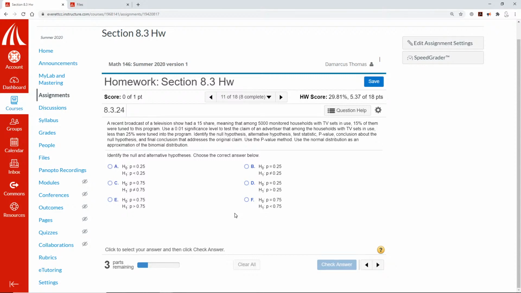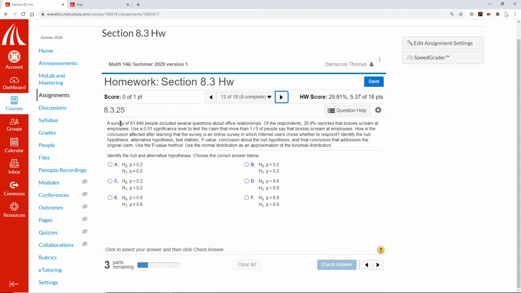Let's keep going. Yeah, I think we looked at a particular problem like this. See this? Use a 1% significance level to test a claim that more than 1/5 of people say the bosses scream. Well, 1/5 is 20%. And if we're testing that it's more than 20%, we have to set our null to be 20%. So I like B.